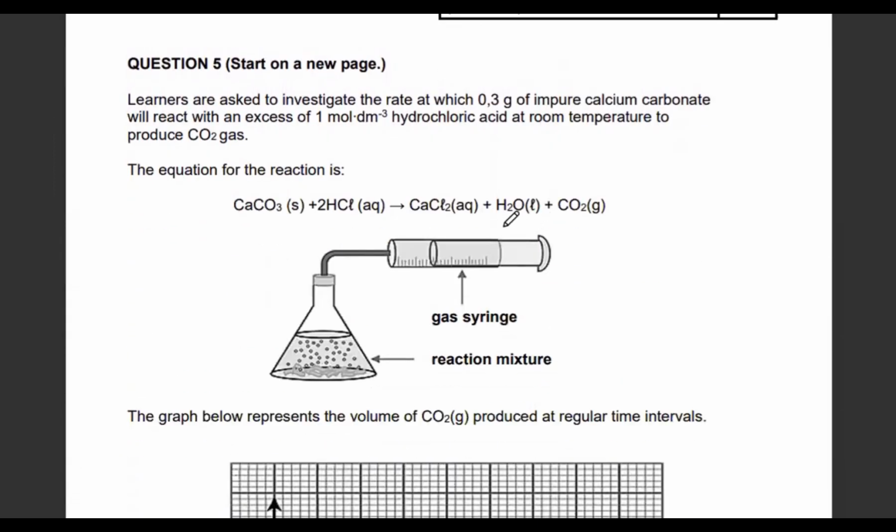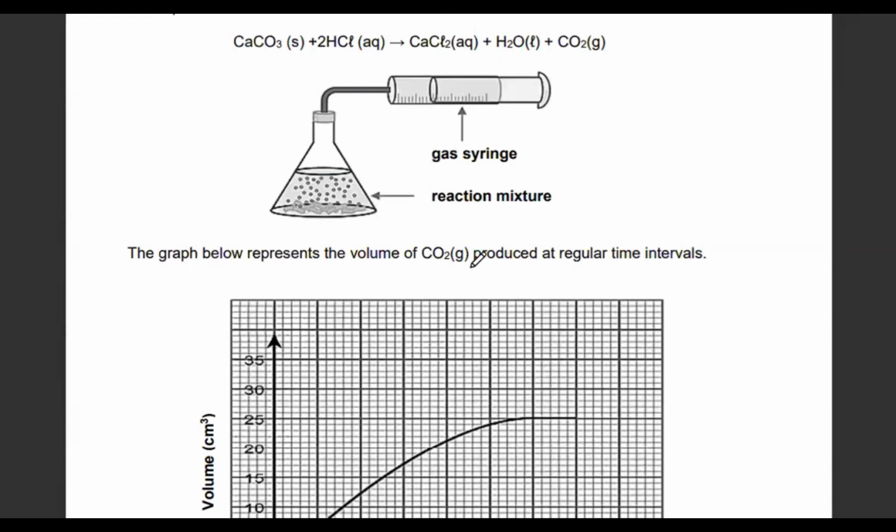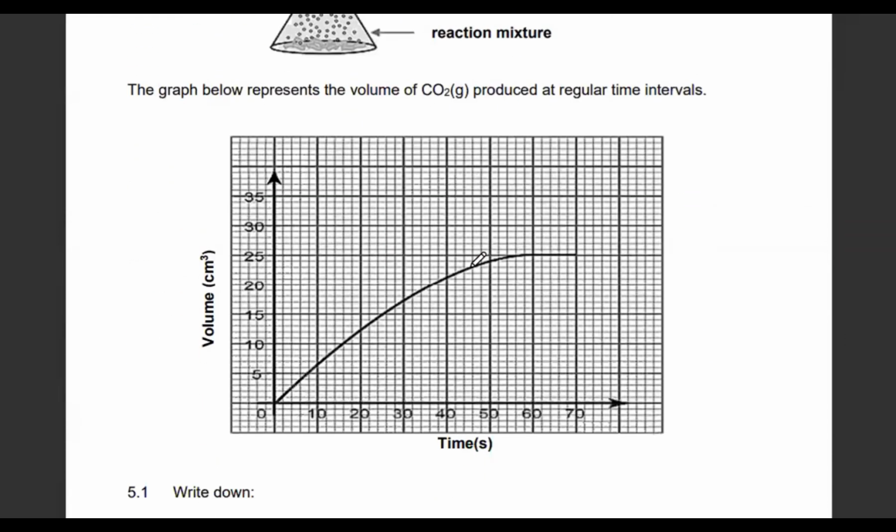Need to be a little bit faster. They're saying that learners are asked to investigate the rate at which impure, this is a key point, the word impure, reacts with excess. Excess means that it cannot get finished, at a temperature, to produce carbon dioxide. So the experiment shown here is showing that carbon dioxide is produced.